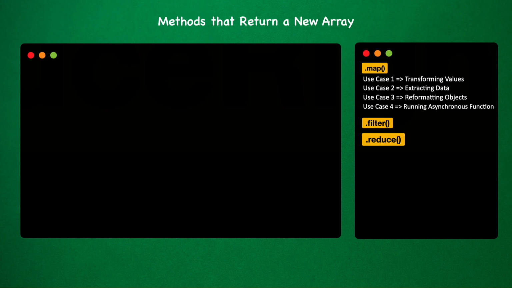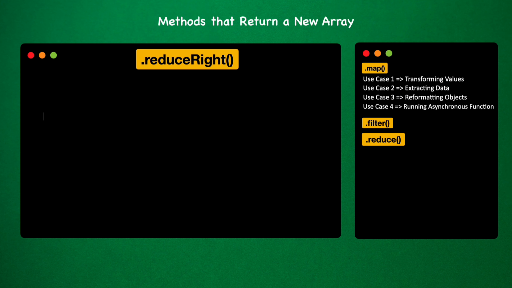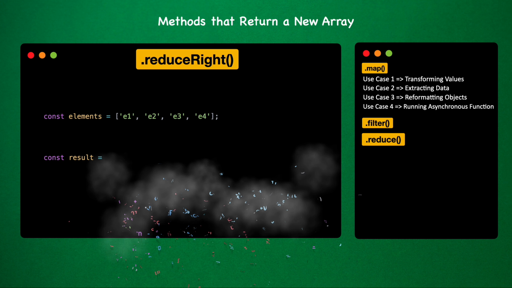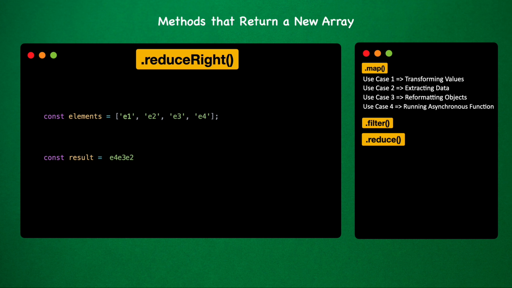Now let's turn our attention to reduceRight, a variant of the reduce method. This method works similarly to reduce, but with one key difference. It processes the array elements from right to left, starting with the last element and moving towards the first. Let's see how reduceRight is used with an example. After reduceRight has visited each element in reverse order, we're left with a single string that is the result of concatenating all the array's elements from right to left.